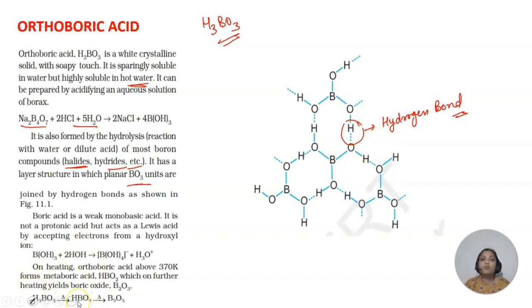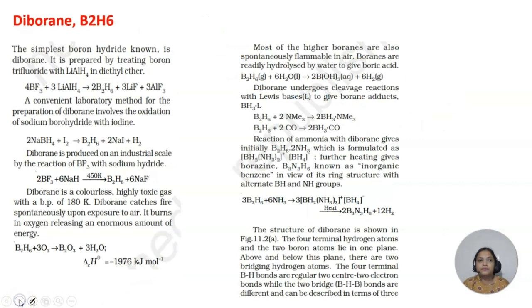It's a weak monobasic acid. Monobasic means its basicity is 1. It's not a protonic acid, but it's actually a Lewis acid. Why? Because it will accept electrons. So try to remember this.